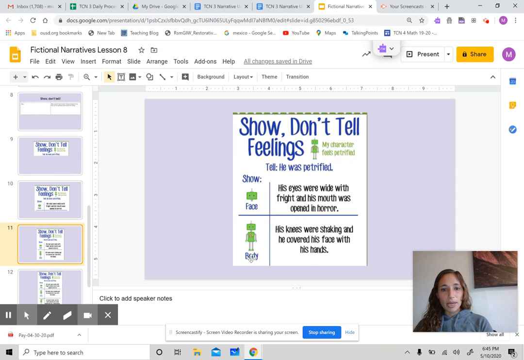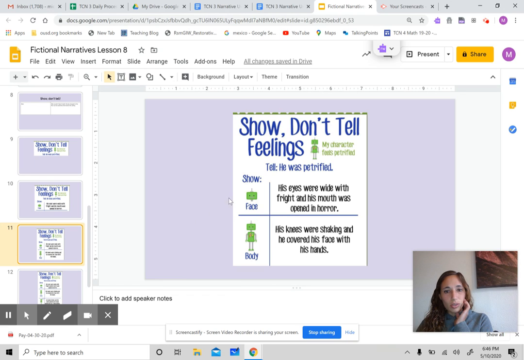You can also think about the character's body. His knees were shaking, and he covered his face with his hands. Did we ever say that he was petrified or scared? No. But we can infer as readers that he was petrified.